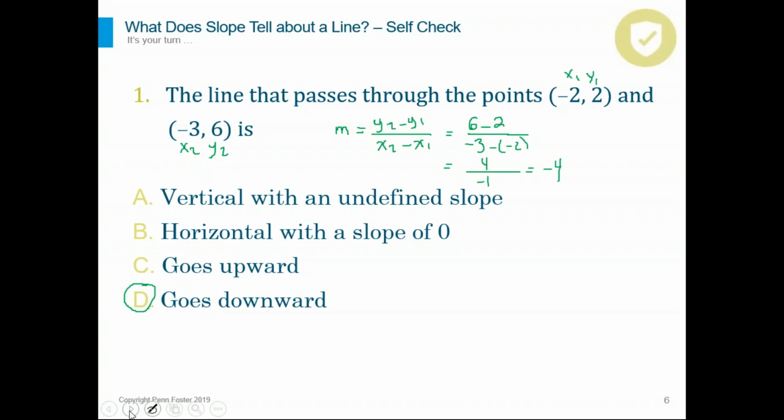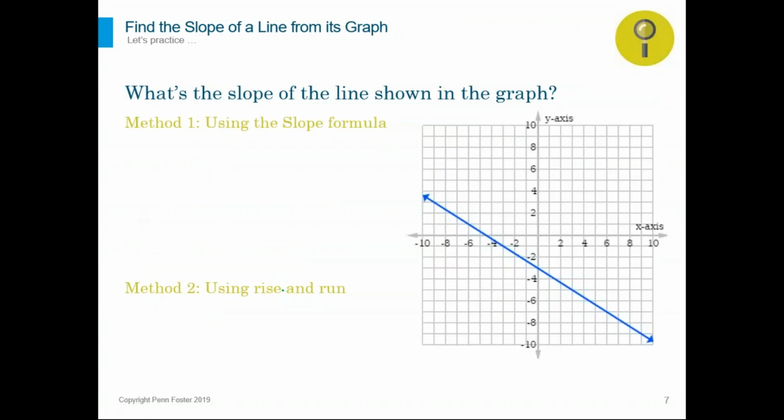Okay, let's go on to involve graphs in our study here. So what's the slope of the line in the graph? You're given a graph, the graph of a linear equation or a linear function or a line. They mean the same thing. What would be the slope of that given line? I want to show you two methods. The one is the traditional method, which is again using the slope formula y2 minus y1 over x2 minus x1. And there is another way to find the slope from the graph.